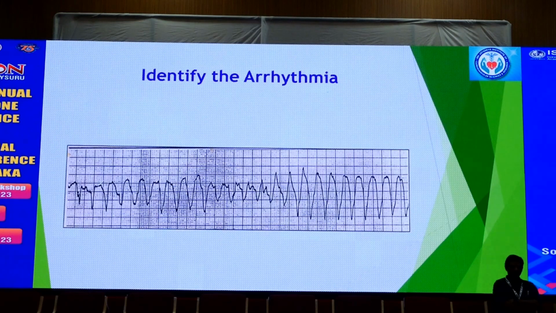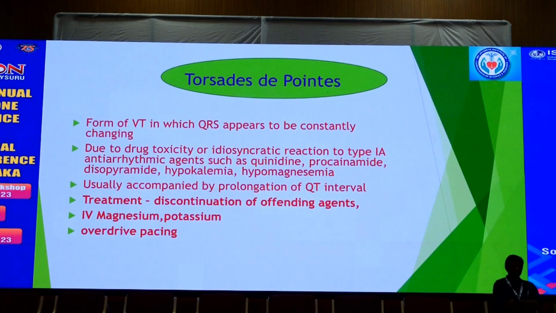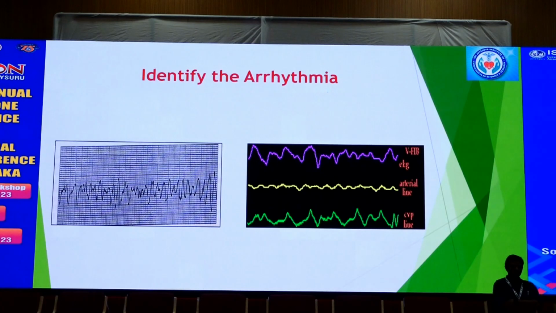So this is again rapidly changing QRS complexes. This is torsades. So what are the causes? Hypomagnesemia and drugs which can prolong the QT. So discontinuation of the drug, IV magnesium and potassium are the treatments. Sorry for that extra time. This is the last slide maybe.